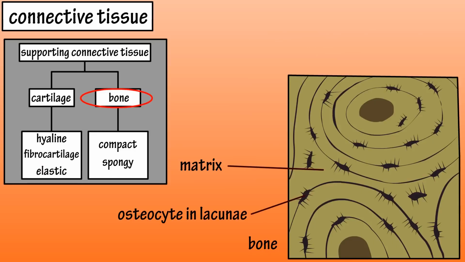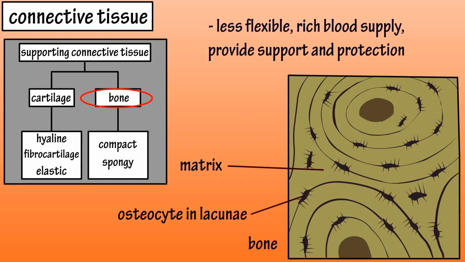Bone is the second type of supporting connective tissue. It's more solid than cartilage but less flexible, and it has a rich blood supply. The extracellular matrix of bone consists of collagen fibers and mineral salt crystals and bone cells called osteocytes that occupy small spaces called lacunae and are scattered throughout the matrix. Bones provide support and protection and also provide a point of attachment for muscles.